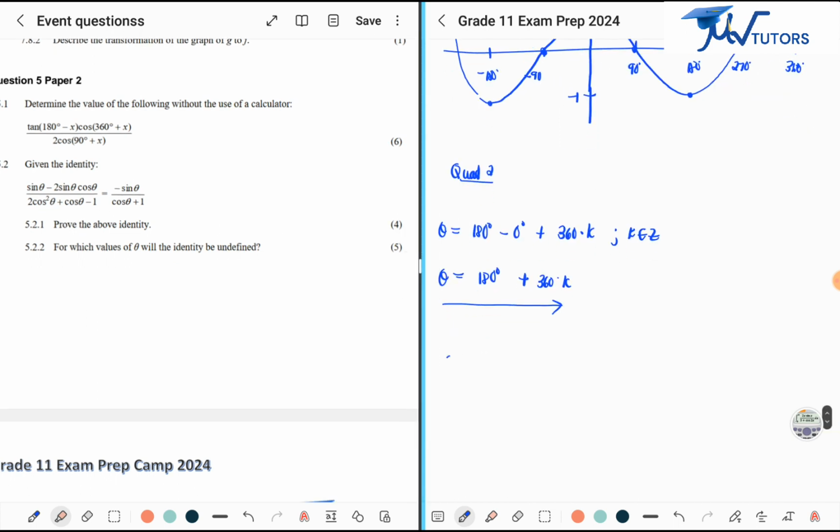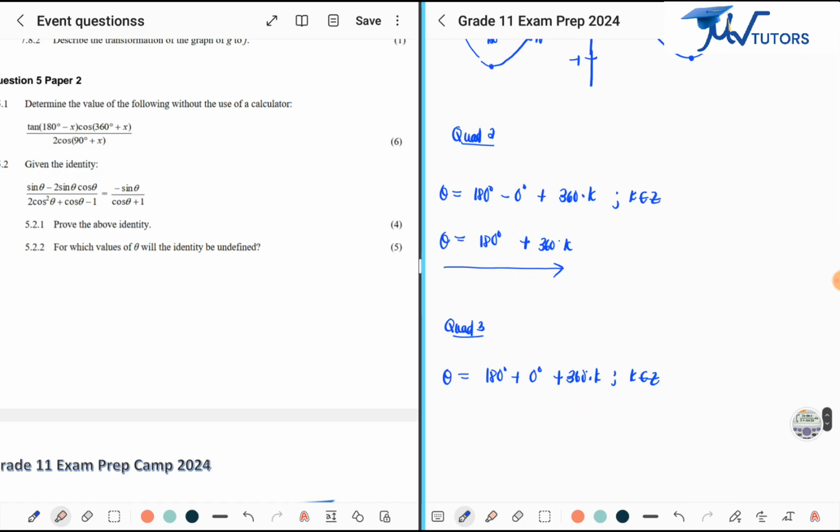If we're looking at quadrant 3, we're really going to get the same answer, but let's have a look. So we have theta. In quadrant 3, we have 180 plus 0 degrees. And again, we have 360 times k, or k times 360, however we prefer to write it. So basically, theta is 180 plus 360 times k. Okay, and that's basically that.